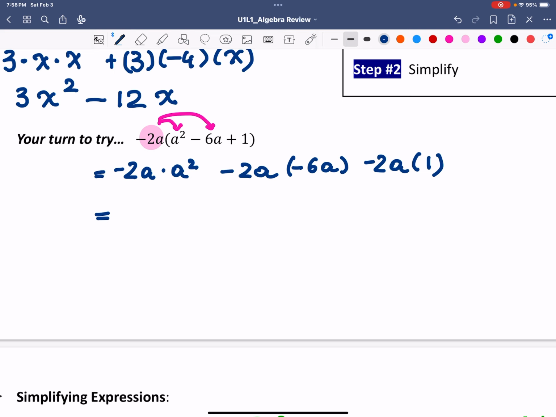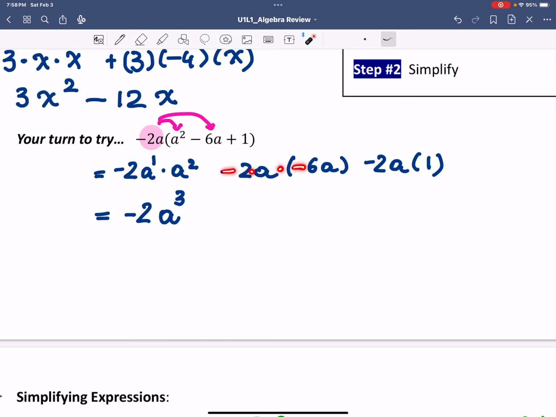Negative 2a times a squared, remember the power here is 1 because we don't see it. In multiplication, we add the powers, which means we're adding numbers 1 and 2 together. So 2a to the power of 3, negative. Here we have negative 2a multiplying negative 6a.